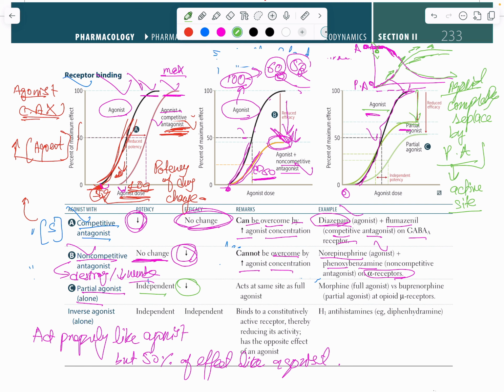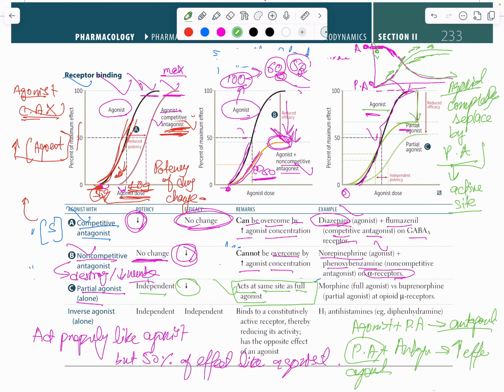So you can say that if you are giving agonist and partial agonist together, then the partial agonist acts like an antagonist. It will be very simple for you. If you are giving agonist with partial agonist, it will act like an antagonist and decrease the efficacy. But if you are giving partial agonist with antagonist, then the effect will be increased, or maybe it will act like an agonist. Understand? But it acts at the same time as the full agonist.